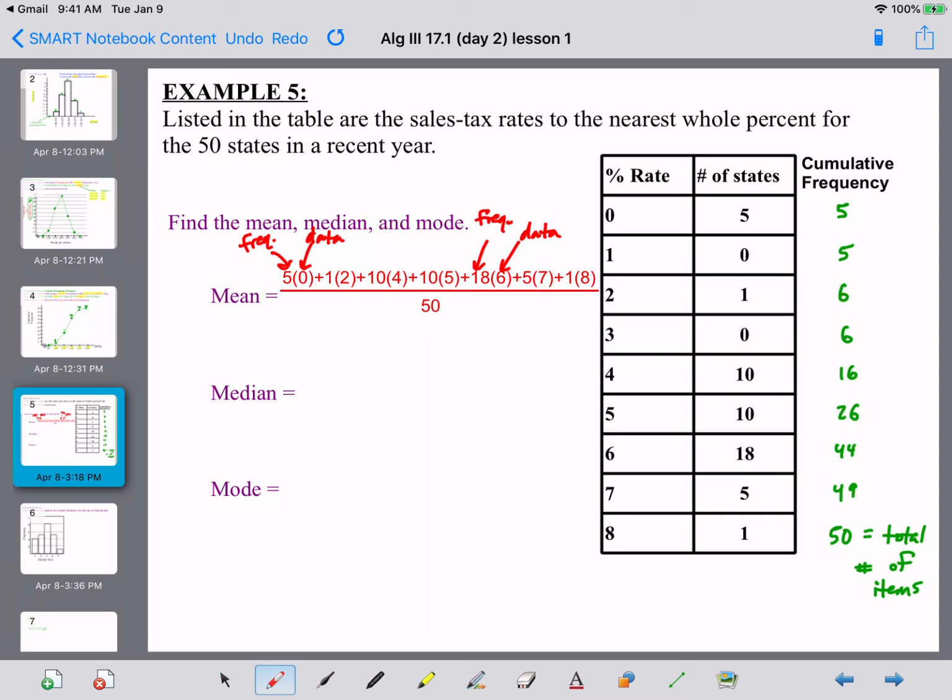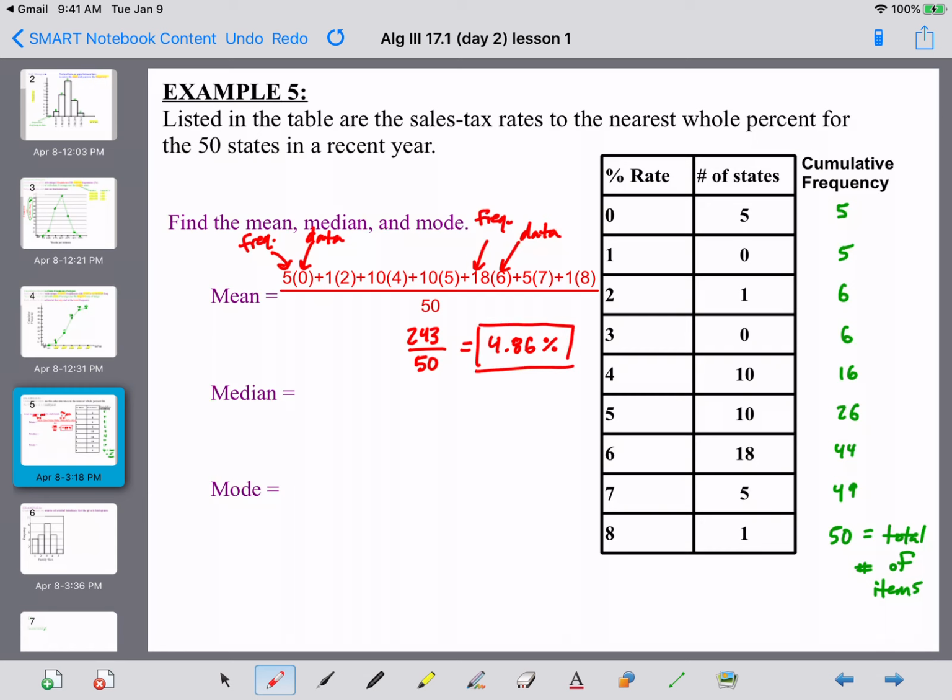So I did this ahead of time. If you add up everything in the numerator, you get 243. And if you divide that by 50, you get about 4.86% would be the mean sales tax.